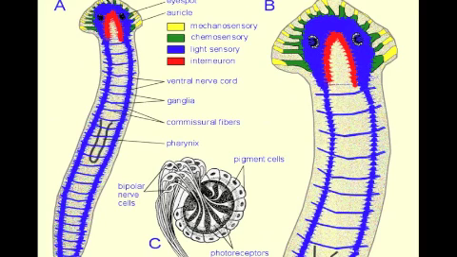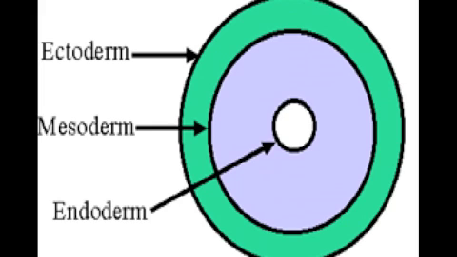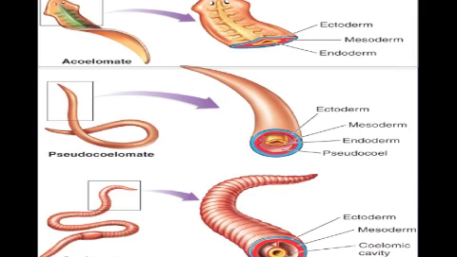Embryo tissue layers. As you can see in the diagram, there are three tissue layers present: the ectoderm, mesoderm, and endoderm, thus making the organism triploblastic.